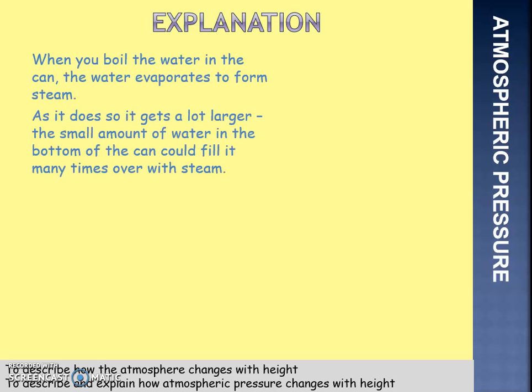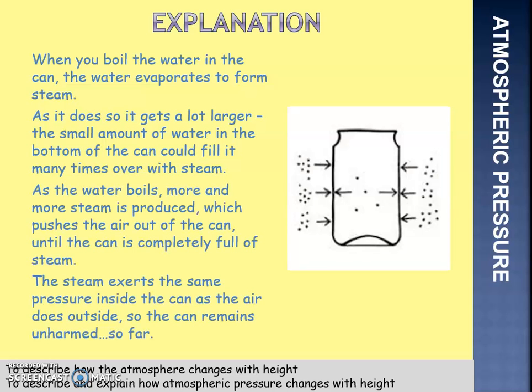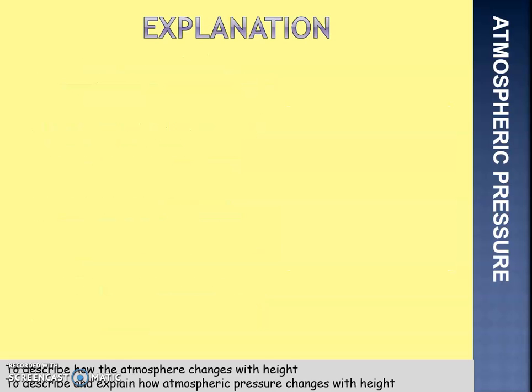When we boil the water in the can, the water evaporates to form steam. So as it does so, it gets a lot larger. A really small amount of water in the bottom of the can could fill it many times over with steam. As more water boils, more and more steam is produced, and that pushes the air that's inside the can out of the can until the can's completely full of steam. The steam exerts the same pressure inside the can as the air does outside, so it's replaced the air in there, so the can remains unharmed.